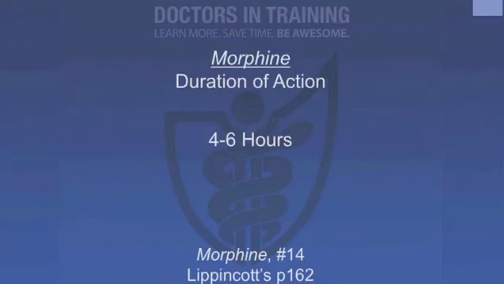The duration of action for morphine is about 4 to 6 hours. And this goes for all of the opioids: elderly patients are more sensitive to these medications, and some of this is due to decreased metabolism in the liver, and some of it is due to decreased renal function as well. So let's talk about the adverse effects, because there are quite a few of them, and we've talked about some of them already.